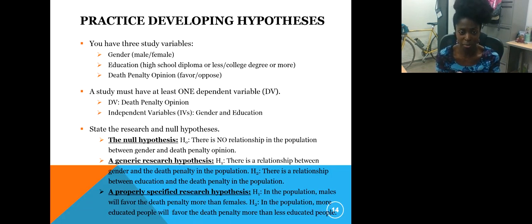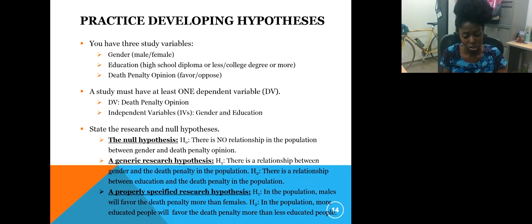Not a null hypothesis, not a generic hypothesis, but a specified research hypothesis that says some direction. Males will favor more than females. More educated will favor more than less educated people.